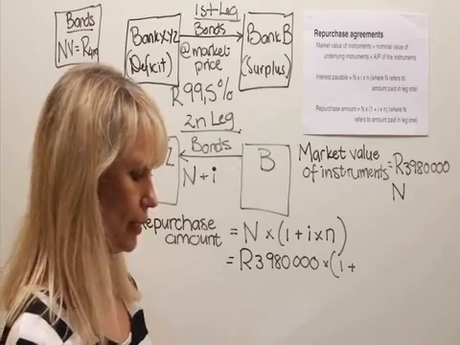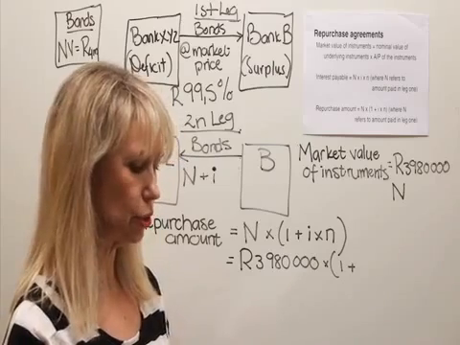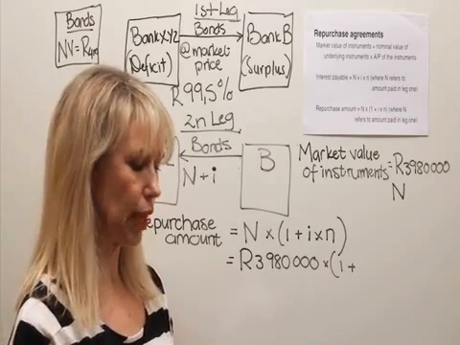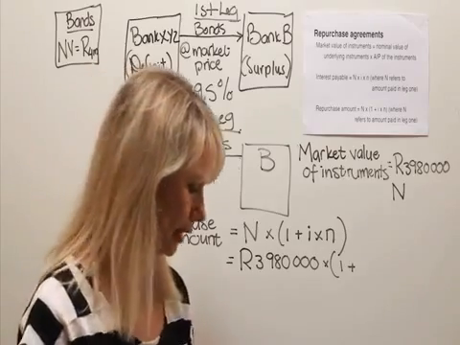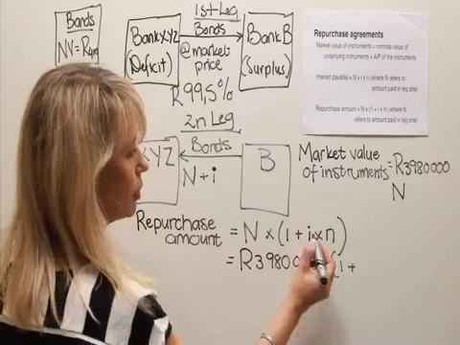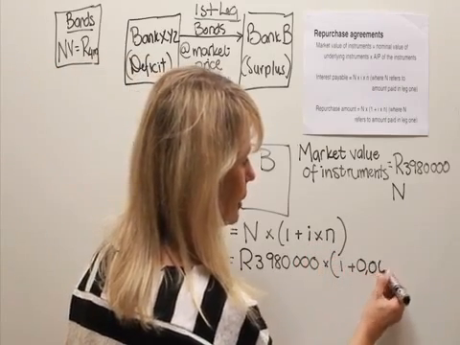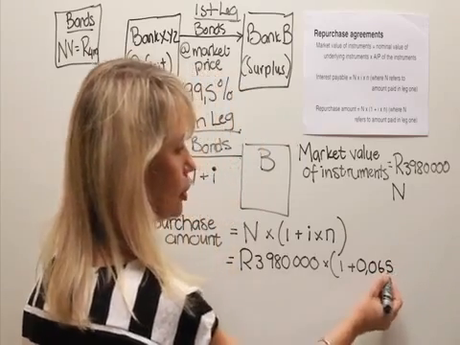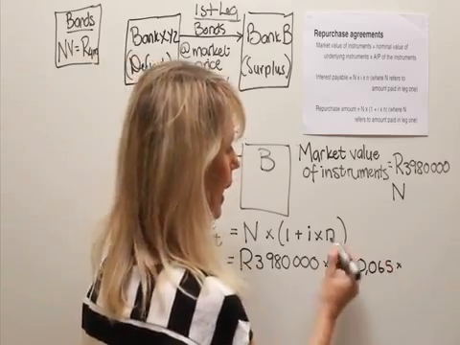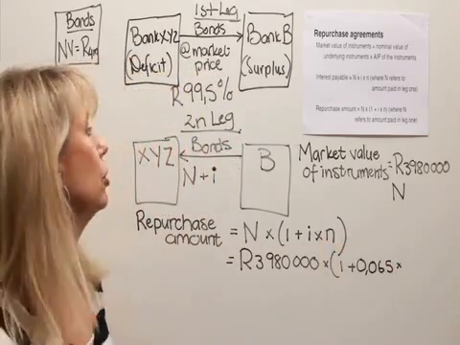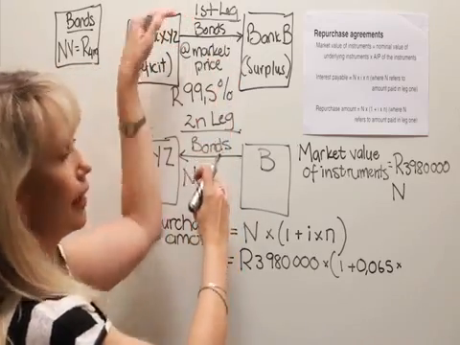Bank XYZ agreed to repurchase the bonds 7 days later on 22 October at a repurchase rate of 6.500%. So the I that we are concerned with here is 0.065, 6.5%. Right, times N.